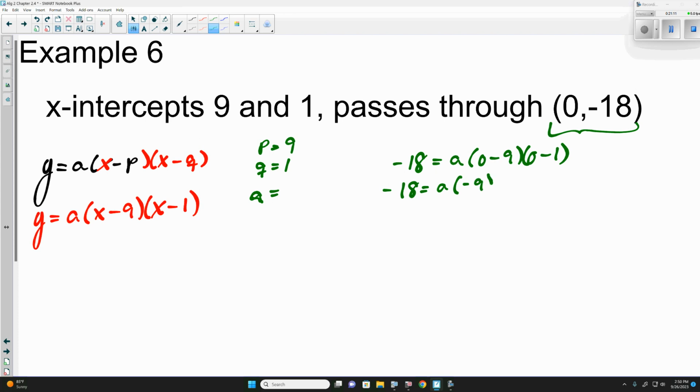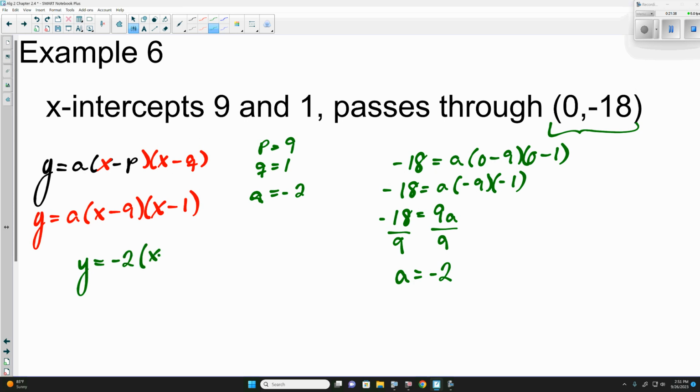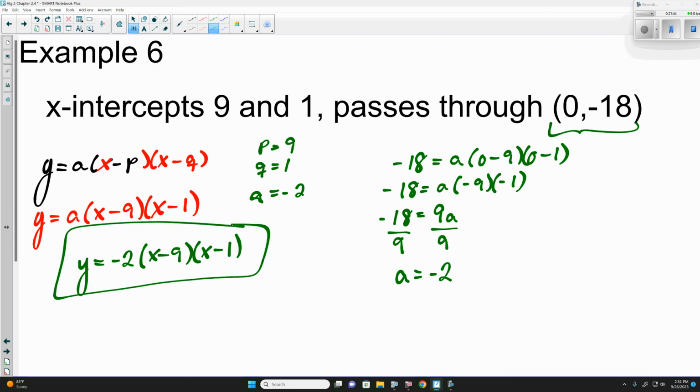Now we can simplify these. 0 minus 9 is negative 9. 0 minus 1 is negative 1. And negative 9 times negative 1 is positive 9a. Almost. Yes, a is negative 2. So y equals negative 2 times x minus 9 times x minus 1. Questions on these here? We're ready for the next part.